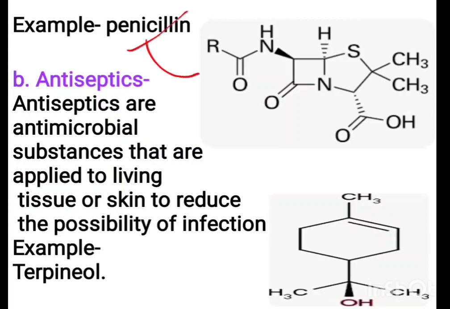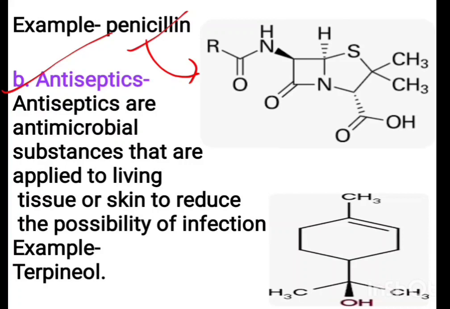Example, penicillin. This is the structure of penicillin, okay. Next we have to consider antiseptics. Antiseptics are antimicrobial substances that are applied to living tissue or skin to reduce the possibility of infection. Suppose in our skin any harmful things fall off, so we have pain, we have a problematic situation, so we have to use antiseptics as an antimicrobial substance that should be applied to living tissue, because our skin is also living and has living cells, and to reduce the possibility of infection. It should destroy the possibility of forming infection in future days, okay.